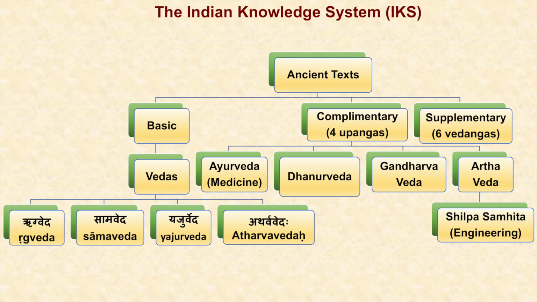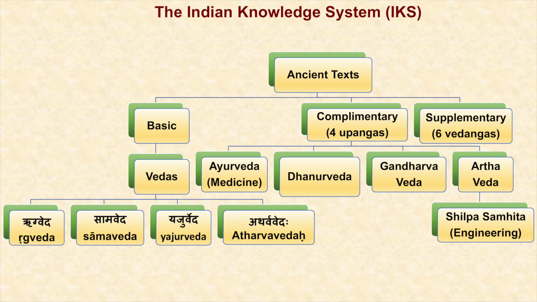Let us talk about the classifications of the Indian Knowledge System, or IKS. We classify the ancient texts into three segments: the basic part, the complementary, and the supplementary. The complementary texts consist of 4 Upangas, and the supplementary texts consist of 6 Vedangas. The basic part is the Vedas.